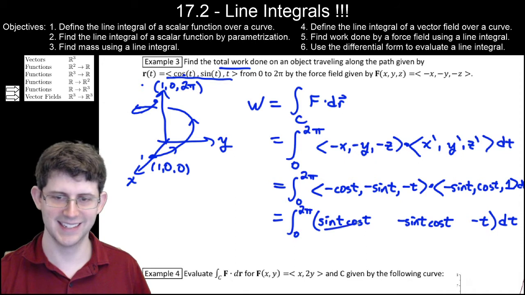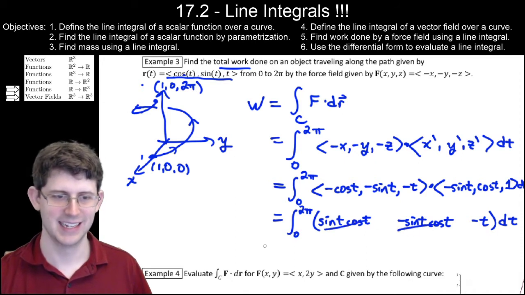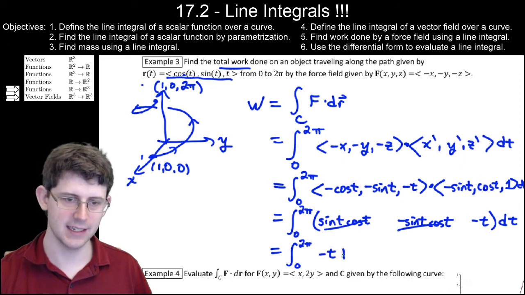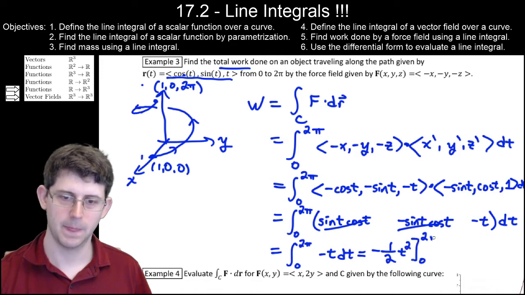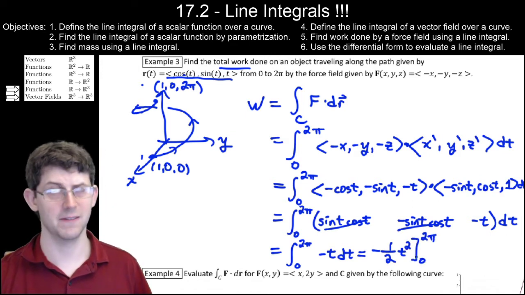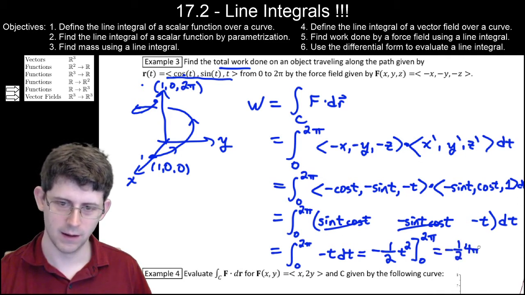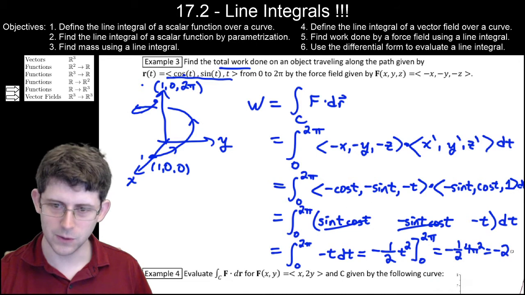These just cancel? Awesome. So I have the integral from 0 to 2 pi of minus t dt, and you can't ask for a better integral than that. Plug in 2 pi and I'll get 4 pi squared. So I have minus 2 pi squared.